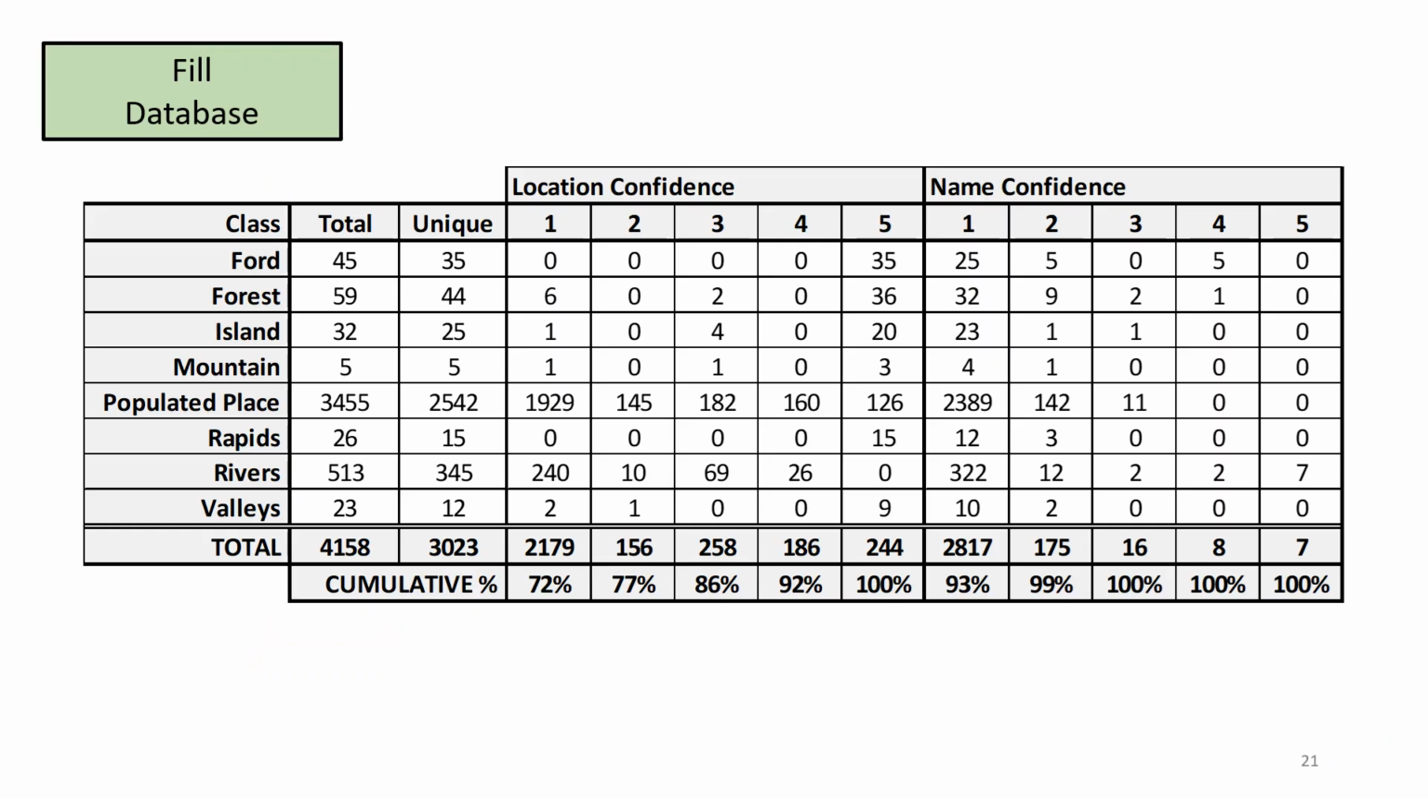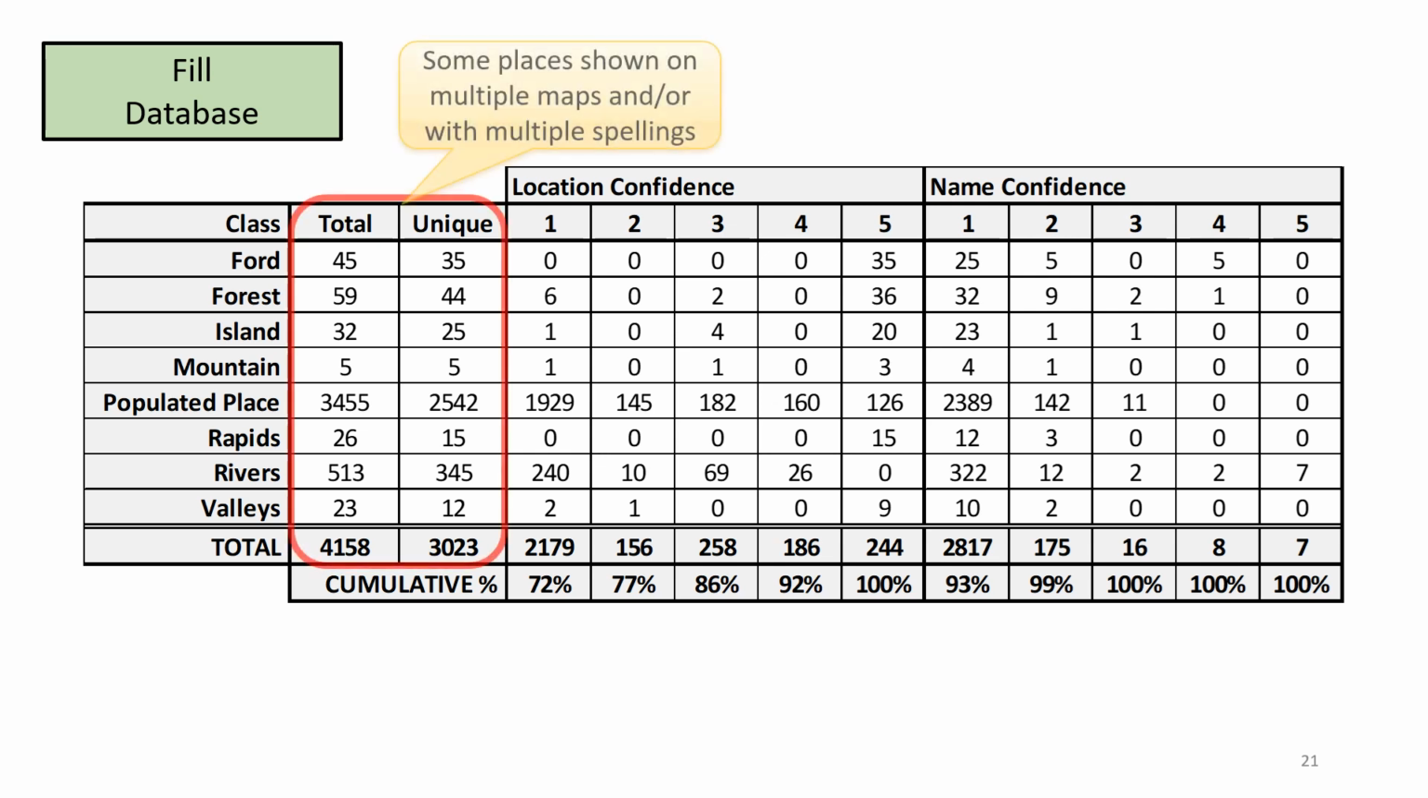Here we see some current statistics on our filled database. The difference between the total and unique counts occurs because some places are shown on multiple maps and/or with multiple spellings. We will return to a discussion of location confidence and name confidence after completing this overview of the gazetteer generation process.